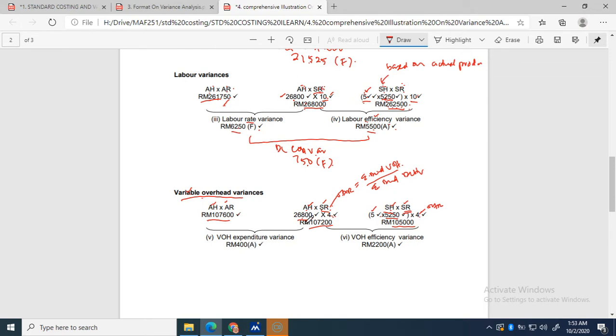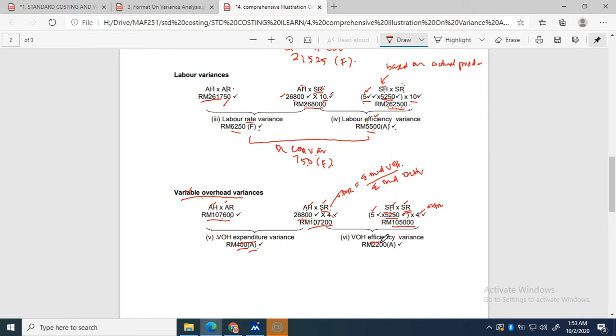Okay, now we have to calculate the variance. To get the first one, column 2 minus column 1. So this is the variable overhead expenditure variance. How much? 107,200 minus 107,600, you get negative 400. So the negative 400 is adverse.